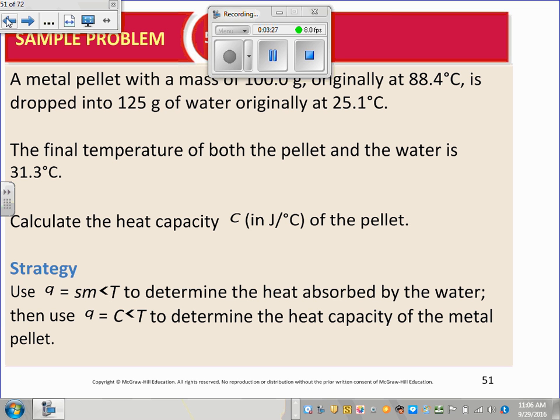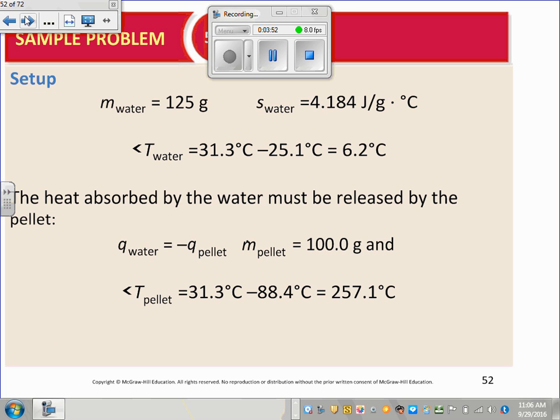So that'll tell us the heat absorbed by the water. Well, what about the heat of the metal, the heat capacity of the metal? We can use Q is equal to C delta T, where C is the heat capacity of the metal. So there's the mass of the water, the specific heat of water in joules per gram per degree C, and the temperature change was 6.2 degrees C.